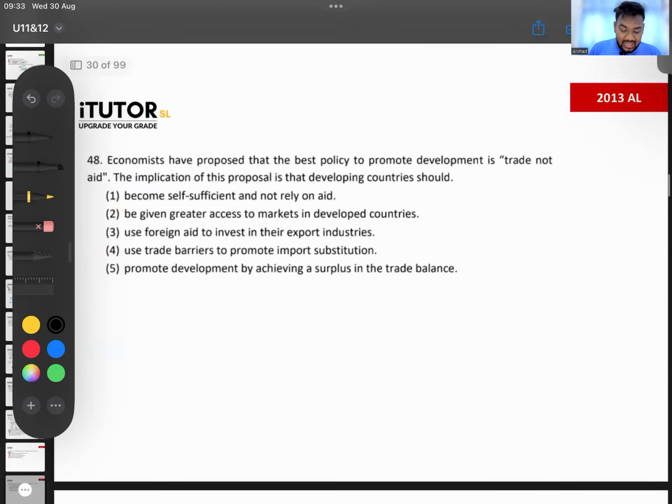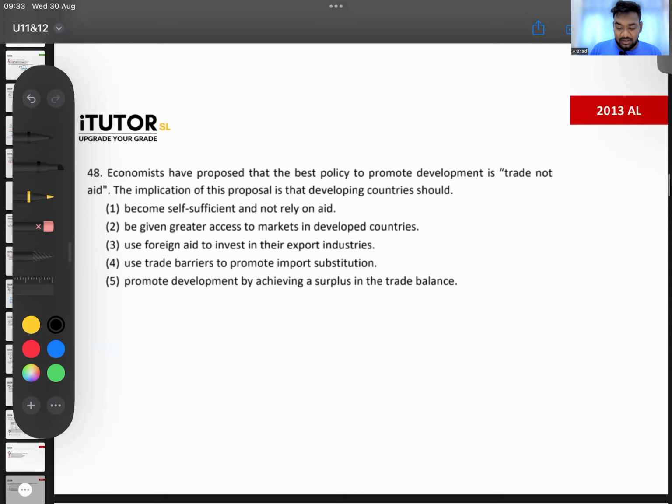48. Economists have proposed that the best policy to promote development is trade, not aid. The implication of this proposal is that developing countries should do what, guys? What is this trade, not aid? Think of aid. Aid means grants and all of those. Trade means trying to promote your exports and things like that. So what are they talking about here?